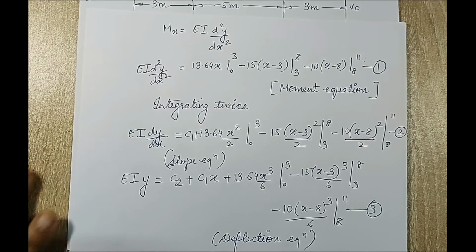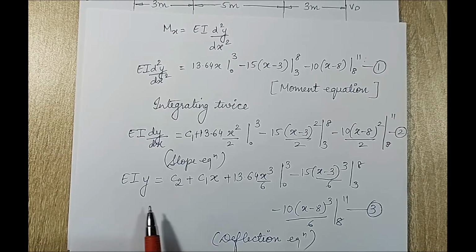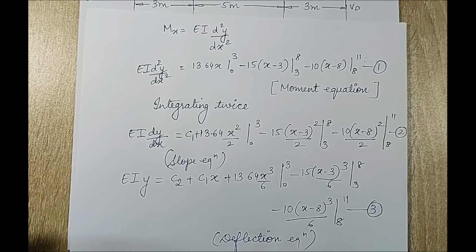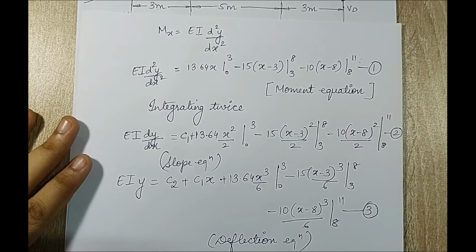Now first I have to calculate the values of C1 and C2. These are the two constants. Once I calculate these two values, then I can just substitute the value of x for various points on the beam and calculate its slope and deflection. Now for calculating C1 and C2, I am supposed to apply boundary conditions.